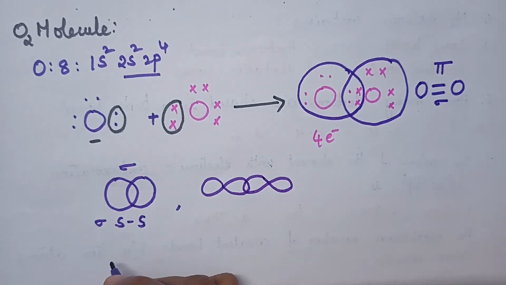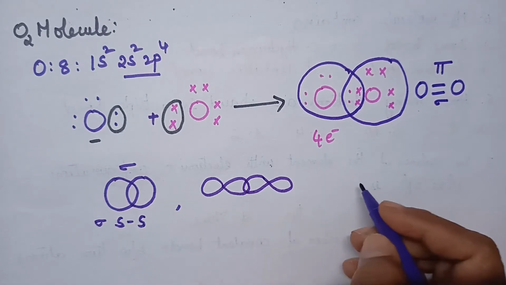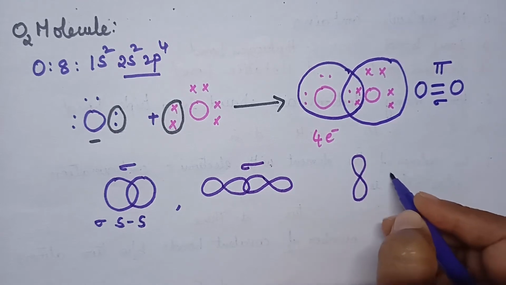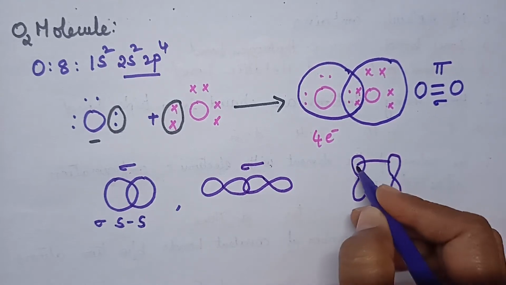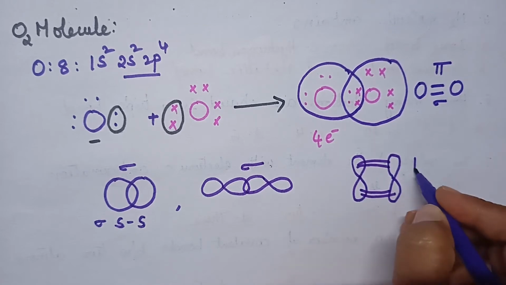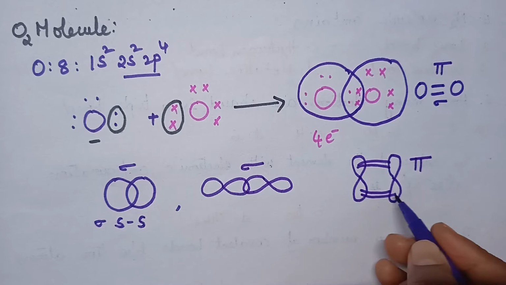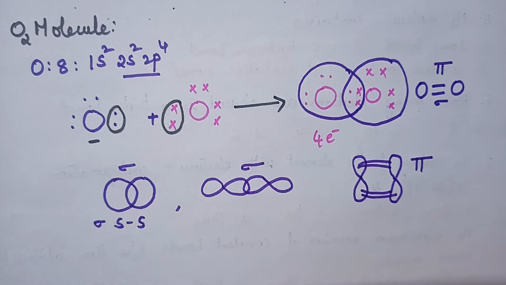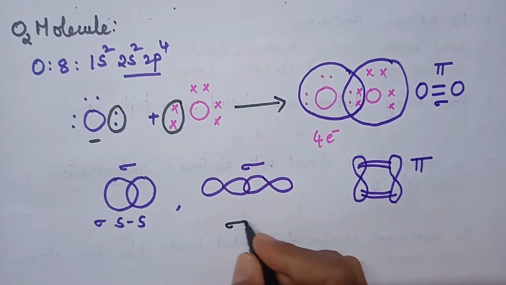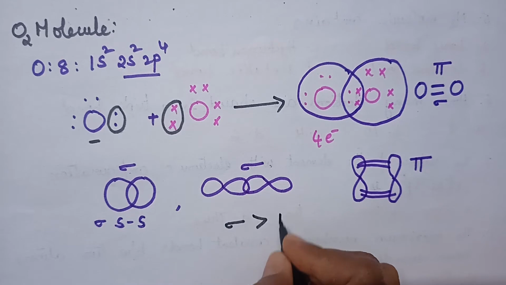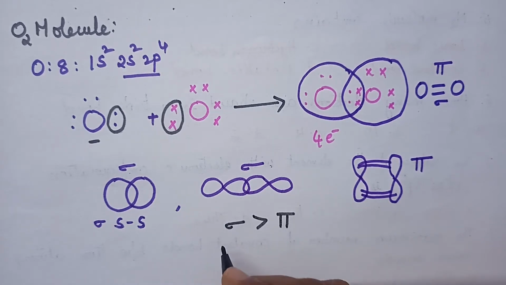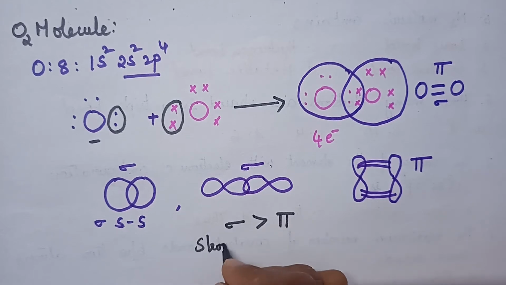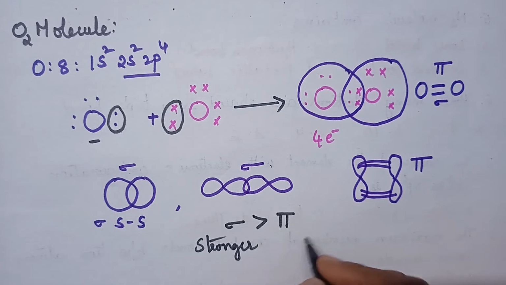And coming to the pi bond, a pi bond is formed by the lateral overlapping. That means it is formed by the sidewise overlapping. So, a pi bond is formed by the lateral or sideways overlapping. Between sigma and pi bond, always remember, students, the sigma bond has greater strength than the pi bond. So, the sigma bond is stronger than the pi bond.